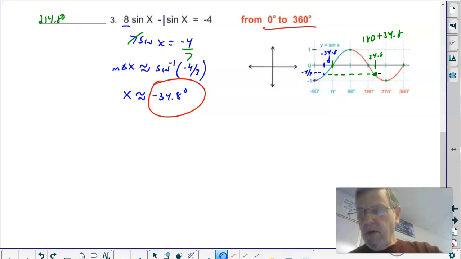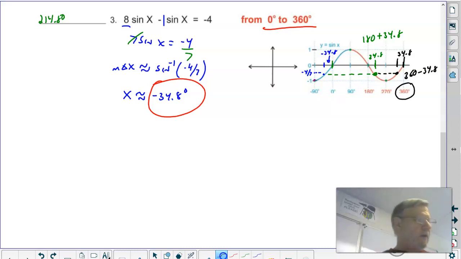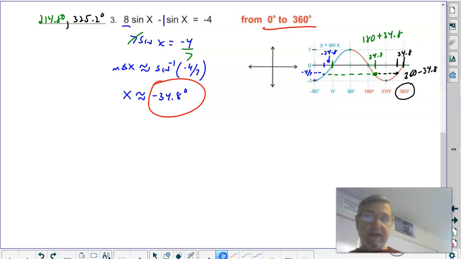Okay, now we got to keep going, right? And now we're over here. Now again, you got to be careful. Between here and here is the 34.8. So this value is going to be the 360 backed up minus 34.8. And 360 minus 34.8 is 325.2. And those are your two solutions, and that's why.